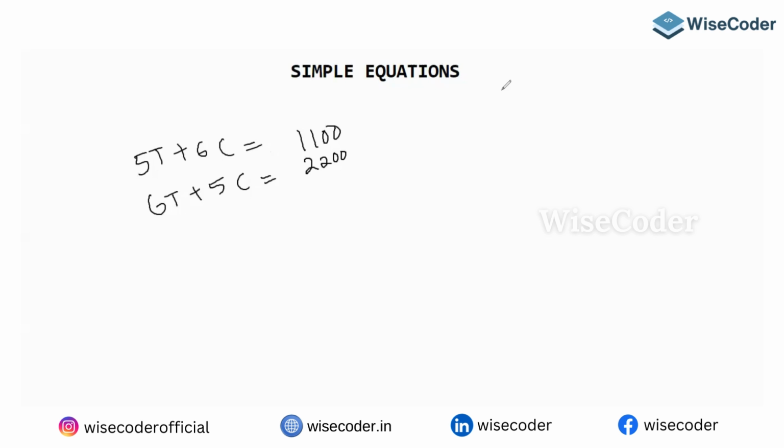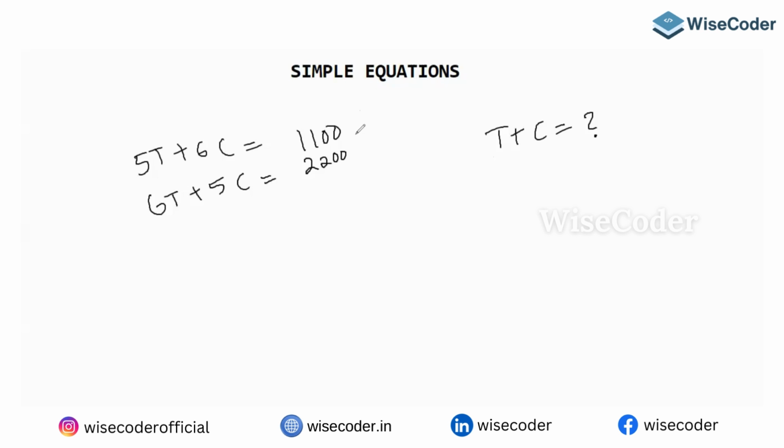Guys, find the cost of each means I want t plus c. In this particular question, I don't want t and c individually. In the earlier question you wanted t and c individually, that's why you had to calculate individually. But in this question I want t and c together. Like in the previous method, multiply the first equation with 5 and the second equation with 6, you can get your answer, but you get the individual thing.